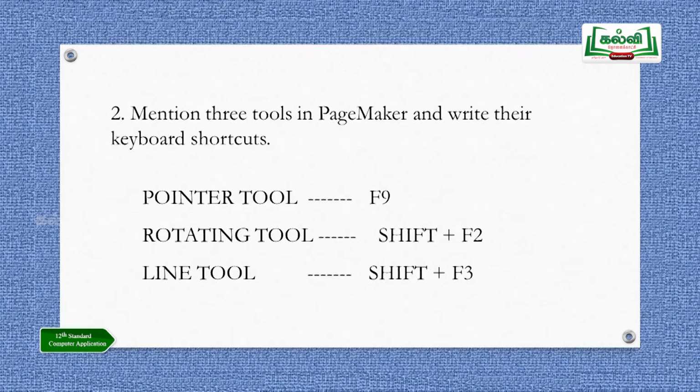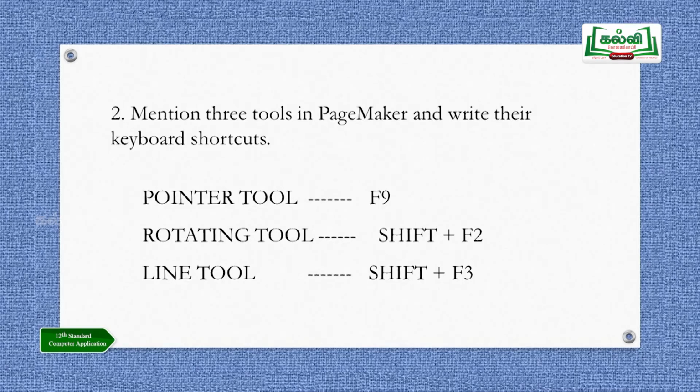And these tools will also have a keyboard shortcut which you can use from the keyboard: pointer tool, rotating tool, line tool. You can choose any three as you wish. Just for my purpose I am selecting these three: pointer tool, rotating tool, line tool. For pointer tool, the keyboard shortcut is F9. You have to use the function keys. If you see the keyboard, you will have function keys F1, F2, F3. You have to select the function key F9.